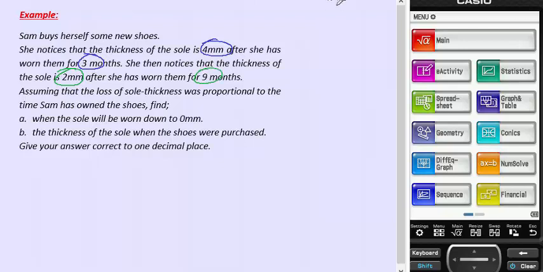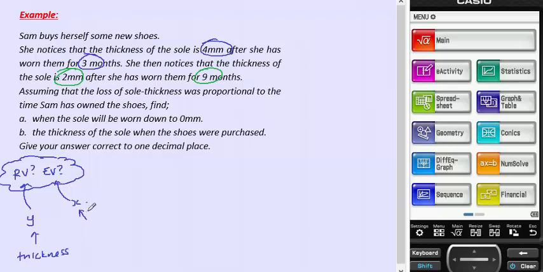And so the first thing we need to do when we're coming up with the equation of a line is look at what is the response variable and what is the explanatory variable. My response variable is going to be my y, and my explanatory variable is going to be my x. When the thickness of the sole is 4 millimeters after she's worn them for 3 months, my response variable is something about the thickness, and my explanatory variable is something about the time.